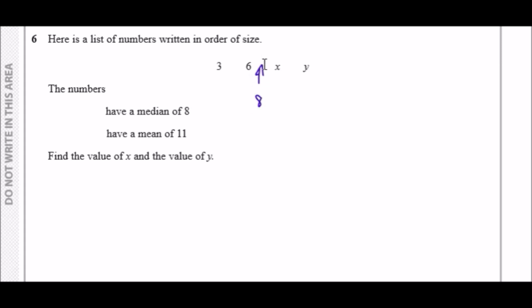So halfway between 6 and something is 8, so we can figure that out. If it's 6 to 8, that means this must be a 10, because halfway between 6 and 10 is 8. It also has a mean of 11.